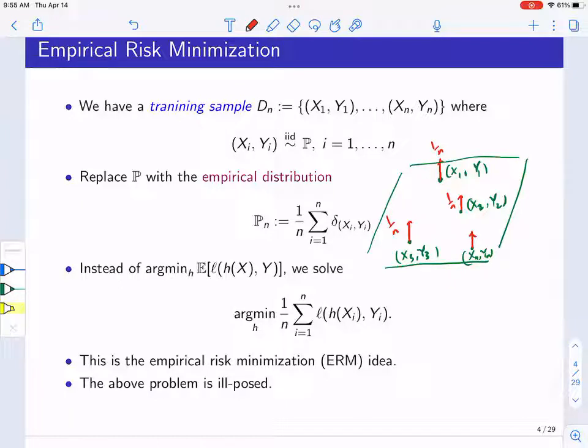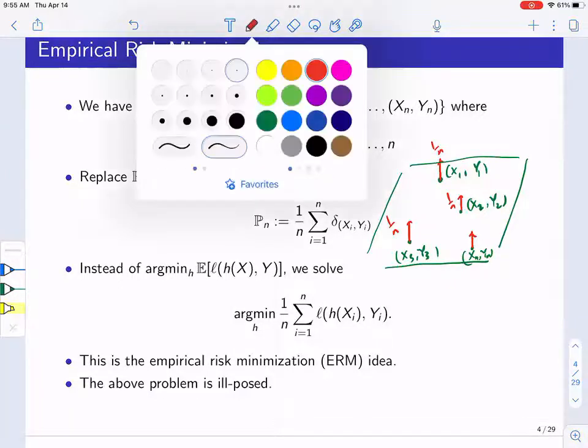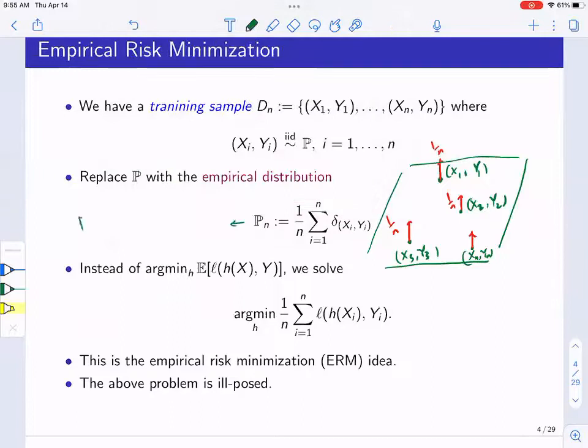So you know what this is. P_n(A) would be just 1 over n, the summation from i equals 1 to n, counting how many (x_i, y_i) belong to A. So this is a non-parametric estimator of the true probability. And if I replace the expectation in the optimal solution by the expectation with respect to this empirical measure, I would get this problem.